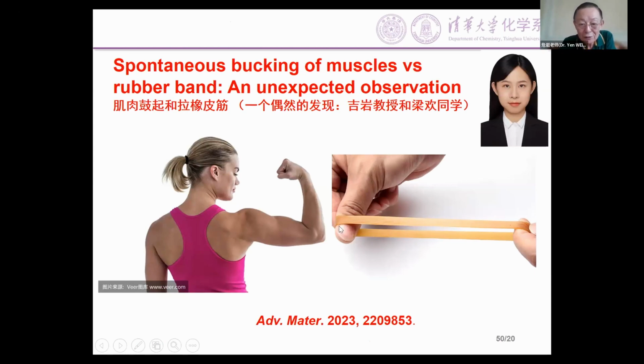So everybody stretches rubber bands. These are rubber bands. You stretch them, you hold them, right? This rubber band will not do anything. When you release the stress, they will come back, resume original state. However, Dr. Liang discovered this rubber band, once you stretch for long enough time, bang, they have a muscle come out. See the bubble buckling up.